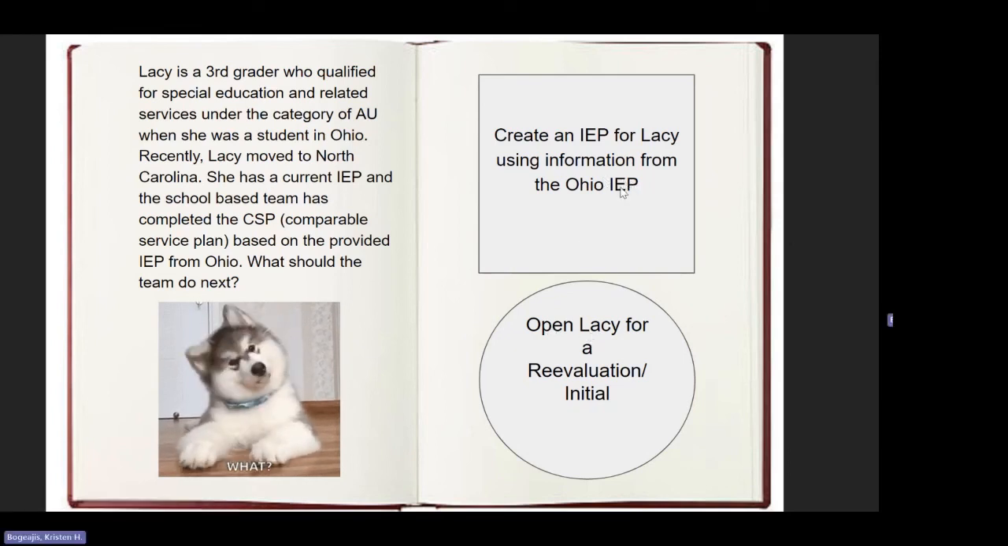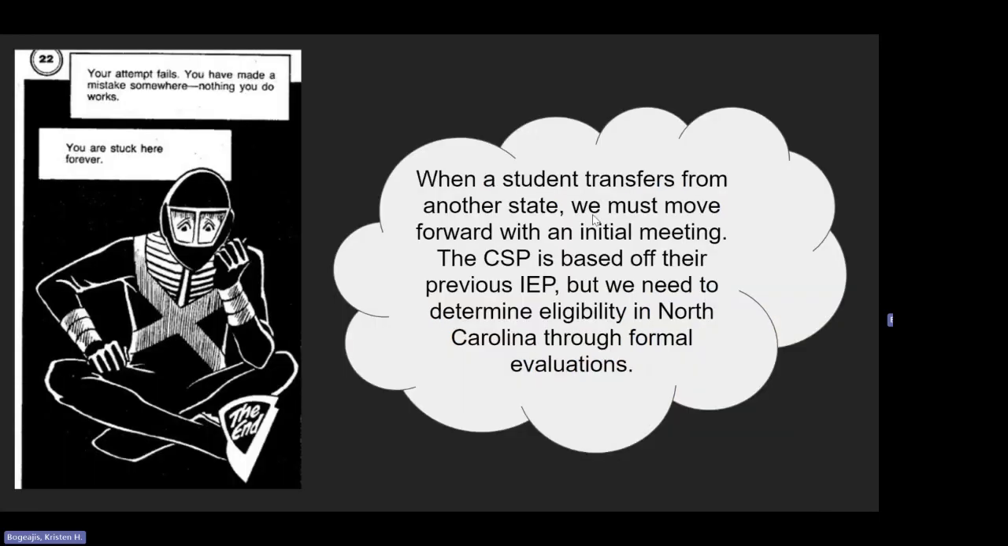I know the right answer, but let's pretend I don't. Let's just click on the wrong answer. All right. So when a student transfers from another state, we must move forward with an initial meeting. The CSP is based off their previous IEP, but we need to determine eligibility in North Carolina through formal evaluations.